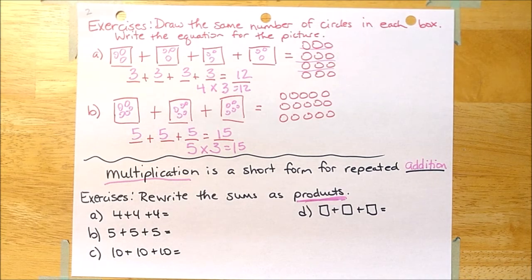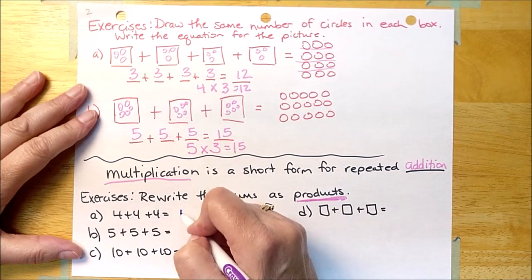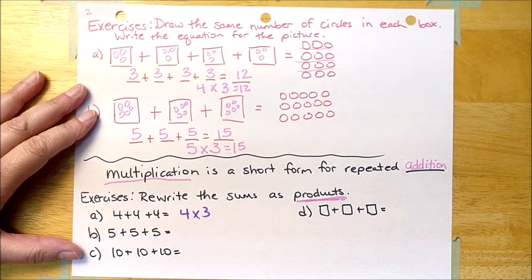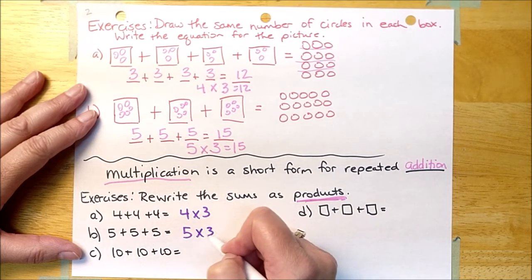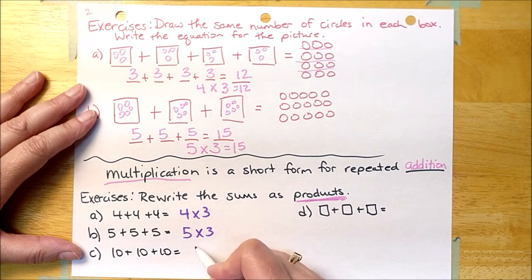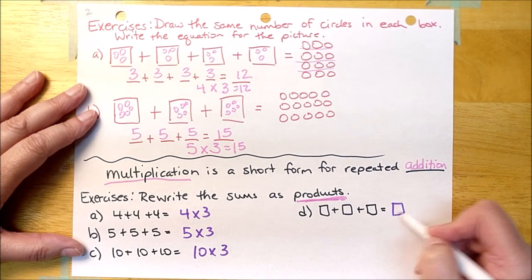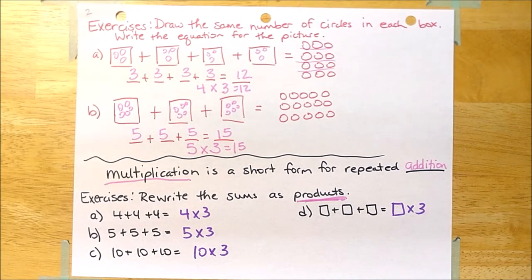Okay, so I'm going to look at my problem here, and I know I have 4s, and I have 1, 2, 3 of them. So that is 4 times 3. Here I have 5s, and I have 1, 2, 3 of them, so it's 5 times 3. Here I have 10s times 1, 2, 3 of them. Here I have boxes, 3 of them. And so those would be how I would write those into multiplication.